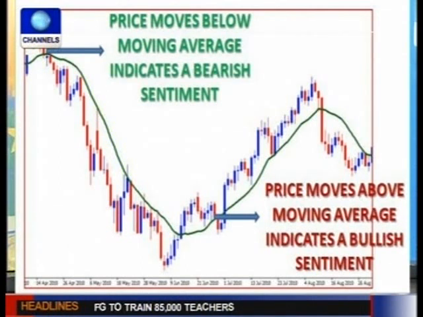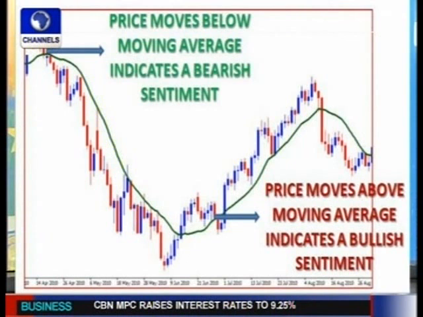So once the candlestick crosses below the moving average line, that's a bearish trend. Sellers are going to dominate the market. On the other hand, when the price crosses above the green line, that's a bullish reaction as buyers are now in the market. That's just a typical example of a moving average application.